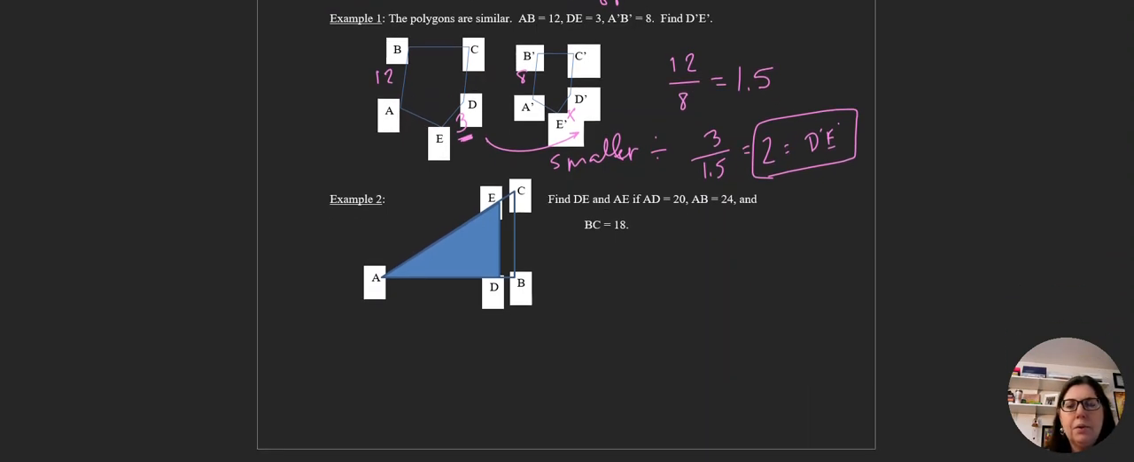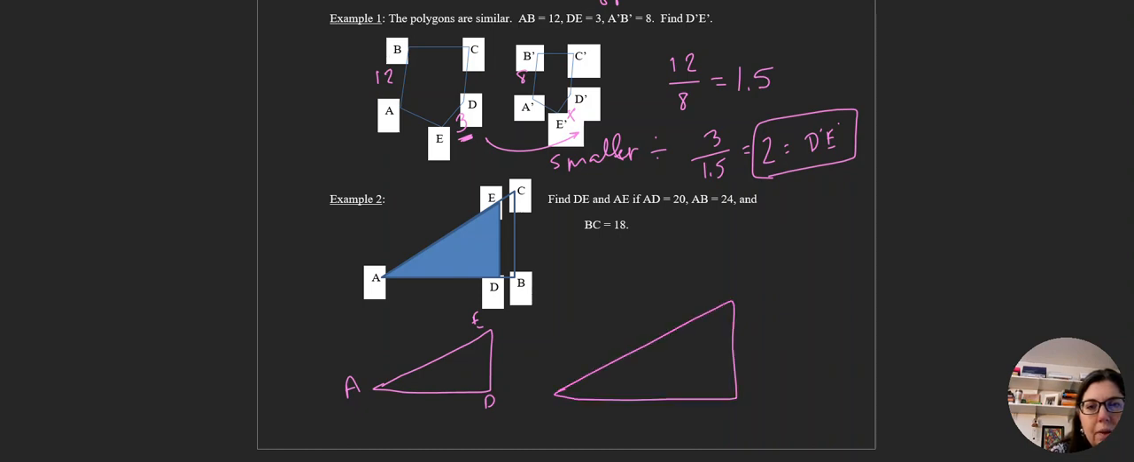Okay, let's look at example 2. We do really have two shapes here. The idea, though, is that one is literally sitting on top of the other one. If you have a hard time seeing that, what I would suggest is that you pull them apart. So A, D, E, and then A, B, and C.